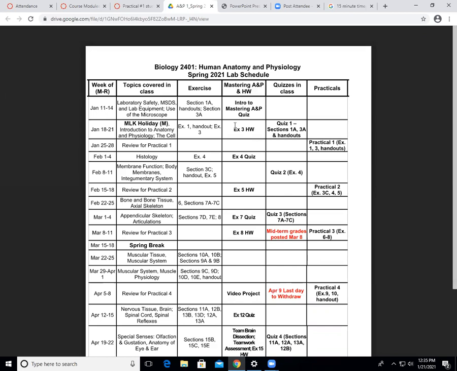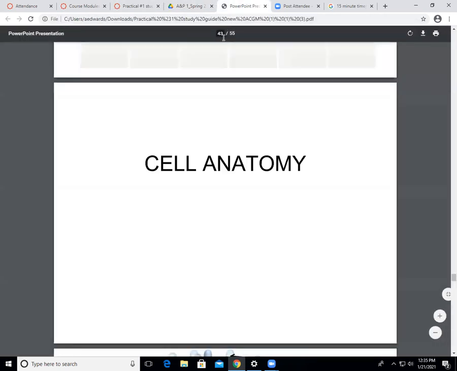Next week, we're going to do a kind of review session on Tuesday, and then you'll take the practical on Thursday. Okay, so hopefully we'll have time to actually go and walk through so you can do the practice practical, so that you can also do that on your own. All right, so let's go ahead and start the show. So we're going to start with cell anatomy.